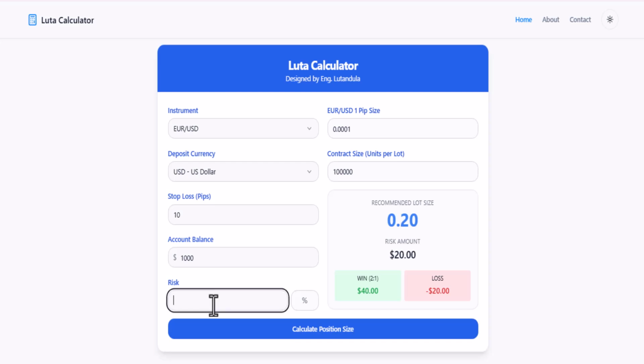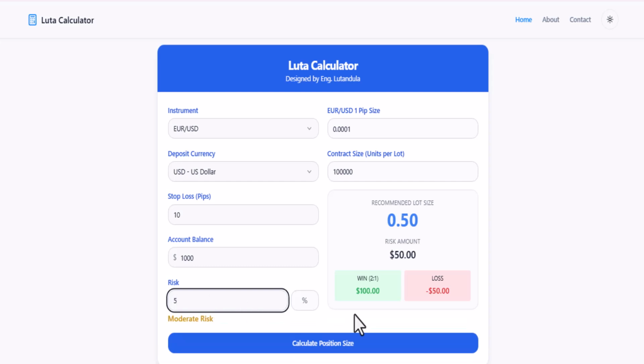3% to 5% risk equals moderate risk. Now, if you're comfortable taking a bit more risk, you might go for 3% to 5%. This is okay if you have experience and a high win rate. For example, with a $1,000 account and a 5% risk, you'd be risking $50 per trade. It's still manageable, but if you lose 10 trades in a row, you'll drop to $500. That's a big hit. Use this level only if you have a solid strategy and know what you're doing.